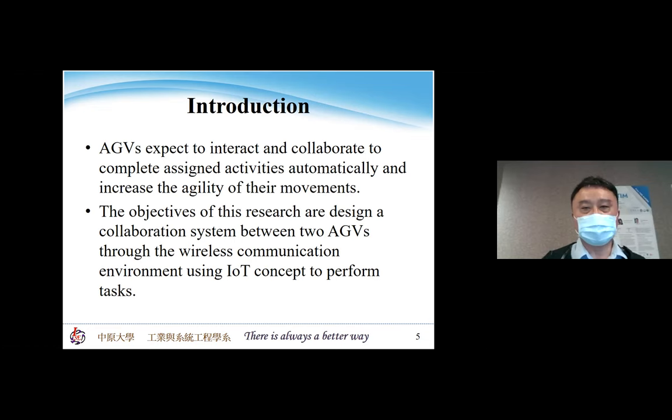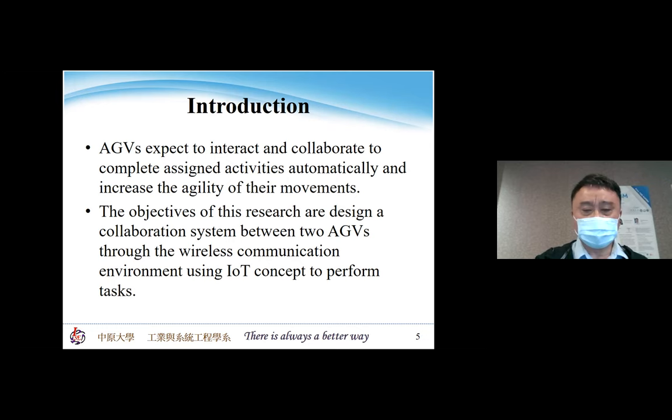If there is an intersection, they know the position or location of the other AGV, and then they can avoid colliding with each other. So the objective of this research is to design a collaboration system between two AGVs through a wireless communication environment, using the Internet of Things concept to perform the task.